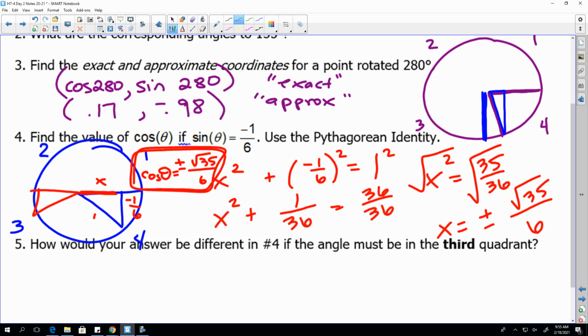Question 5 here says, how would your answer be different in number 4 if the angle must be in the 3rd quadrant? So it's exactly what you were looking into. Let's see somebody online. I can't see everybody's names here. How about Chase? How would our answer to number 4 be different if it says, okay, we're only in the 3rd quadrant?